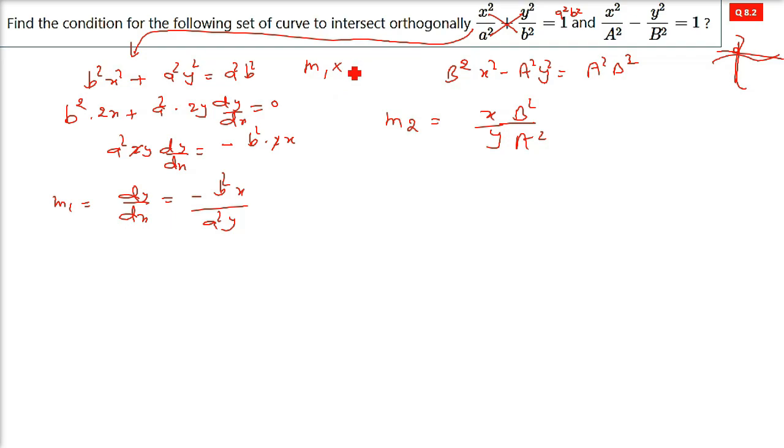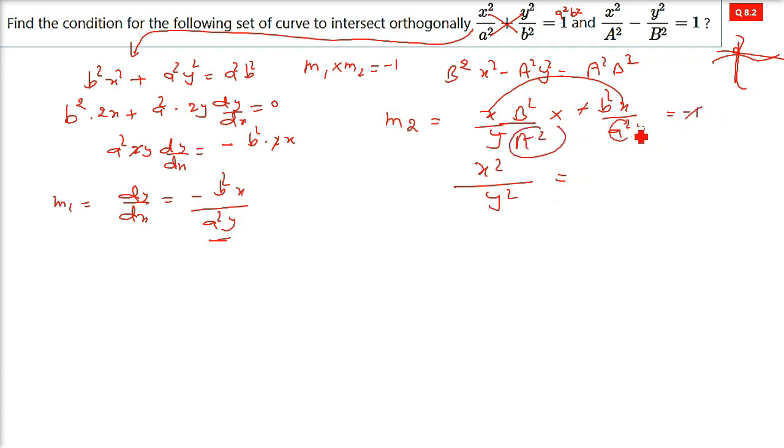Now the next thing is m1 m2 multiplied should be equal to -1 in case they are orthogonal, that is the condition featuring the slopes of orthogonal lines. So let us multiply these two and equate it to -1. What do you get? We have x square and y square, the minus you can cancel. In the denominator it is a square and capital A square, and in the denominator it is small b square and capital B square.